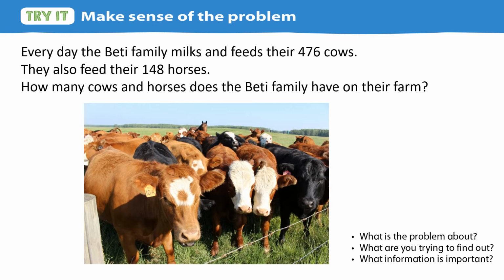So now let's read it again. Every day, the Betty family milks and feeds their 476 cows. They also feed their 148 horses. How many cows and horses does the Betty family have on their farm? Again, pause the recording while you solve the problem. When you're ready, come back and we'll talk about it.